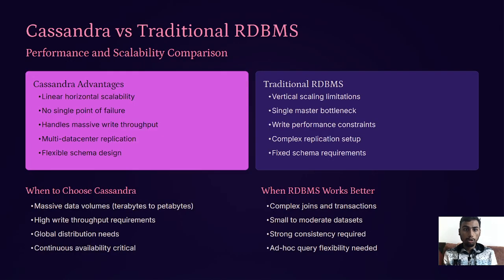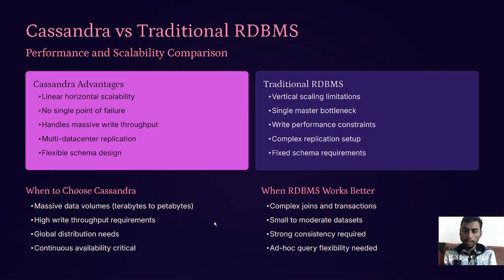Okay. So what is the difference between traditional RDBMS and Cassandra? In traditional databases we follow the concept of normalization, 1NF, 2NF, 3NF. In Cassandra there is no point of normalization. It has linear horizontal scalability, whereas traditional databases have vertical scaling limitations. So there is no single point of failure, but the traditional database suffers from bottleneck. Cassandra handles massive read-write throughput, with constant write performance, and multi-data center replication, whereas the traditional setup is a complex application setup. It is flexible, while the traditional one is not much flexible.